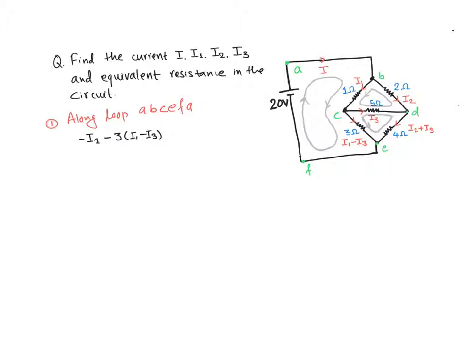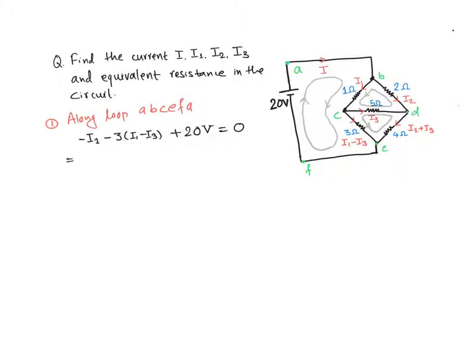From point F to A, we are moving along the direction of current from the negative terminal of the battery to the positive terminal of the battery. When we move from the negative terminal to the positive terminal, the voltage change is taken as positive 20 volts. There is no more component to drop the voltage. The sum of all this must be 0.